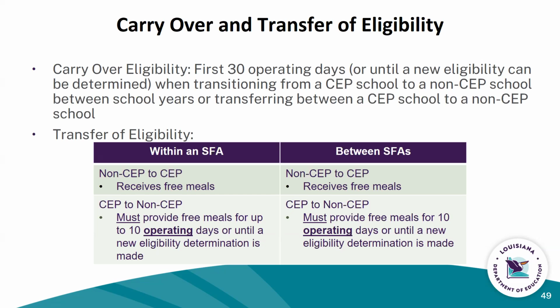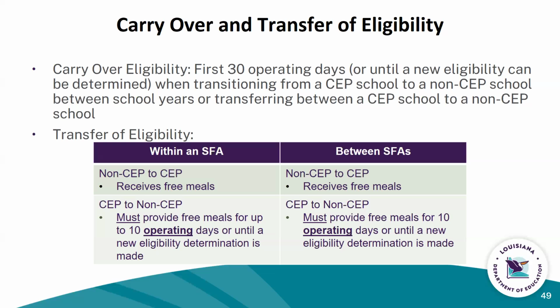If a student transfers from a non-CEP school to a CEP school within an SFA, the student will automatically receive free meals. If a student transfers from a CEP school to a non-CEP school within an SFA, the SFA must provide free meals for up to 10 operating days or until a new eligibility determination is made. If a student transfers to a new SFA from a non-CEP school to another non-CEP school, the free and reduced price eligibility may transfer from one SFA to another.